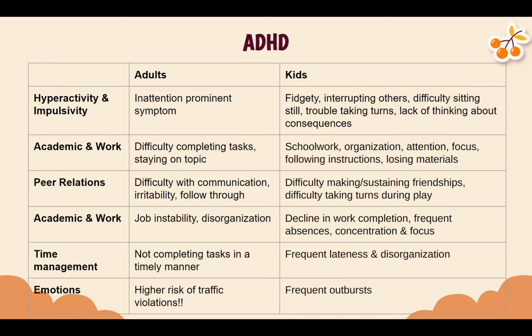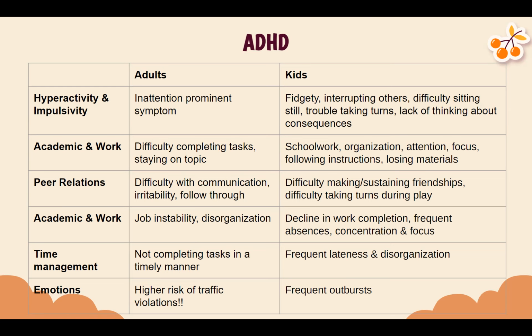Academic and work. So you might see job instability from adults and disorganization. In kids, a decline in work completion, again, frequently absent. They're not able to concentrate. They're not able to focus. Their grades are going down. Time management is a big one, and adults are not able to complete their tasks. And kids, it might show up as frequent lateness and disorganization.